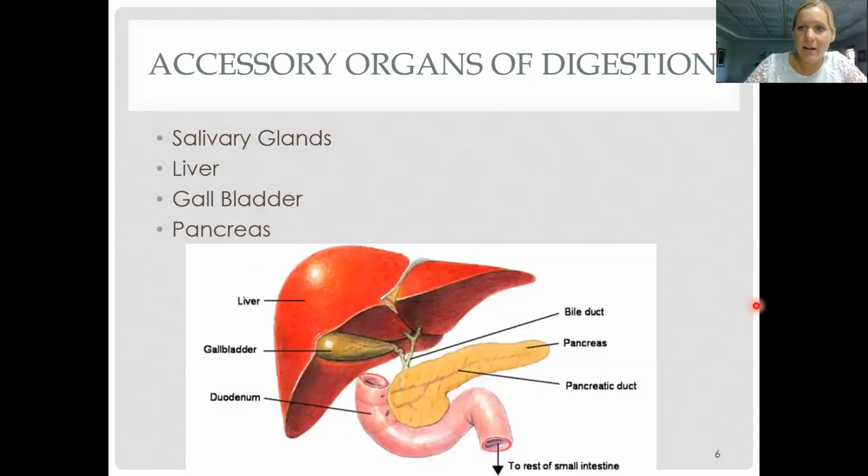Okay. As I mentioned, we have these accessory organs.